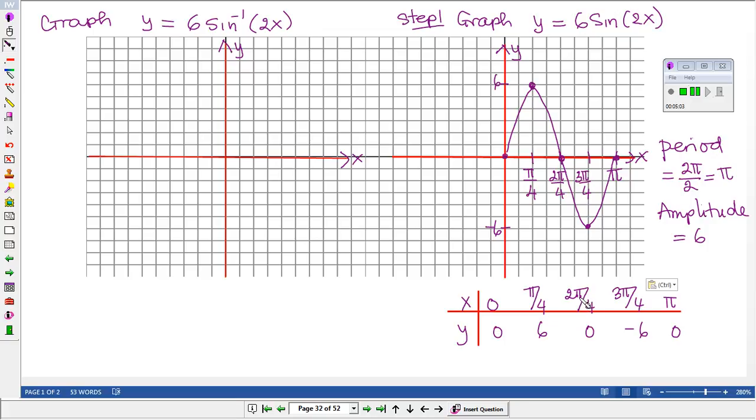And then you just repeat the same pattern of the y value on the left hand side to graph the second period. So 1, 2, 3, 4. So this will be negative pi. So again, y equals 0, y equals 6. So 1, 2, 3, 4, 5, 6. Y equals 0, y equals negative 6. So 1, 2, 3, 4, 5, 6, and y equals 0. And connect the 5 points again.